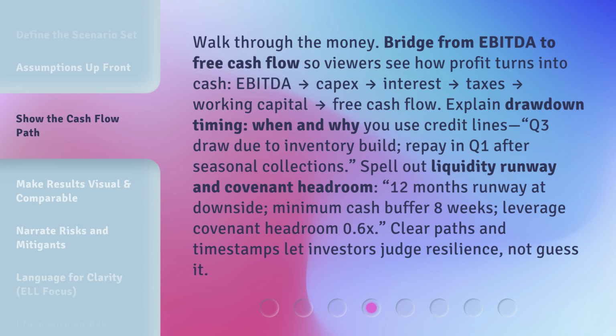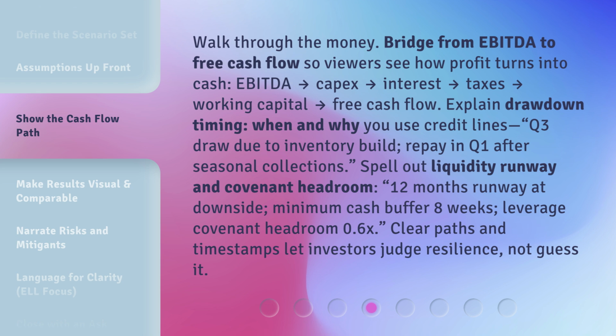Walk through the money. Bridge from EBITDA to free cash flow, so viewers see how profit turns into cash. EBITDA, arrow, CapEx, arrow, interest, arrow, taxes, arrow, working capital, arrow, free cash flow. Explain drawdown timing, when and why you use credit lines. Q3 draw due to inventory build. Repay in Q1 after seasonal collections.